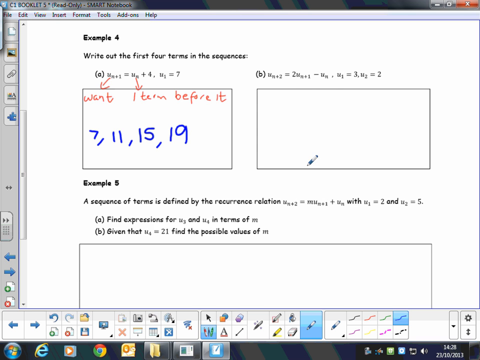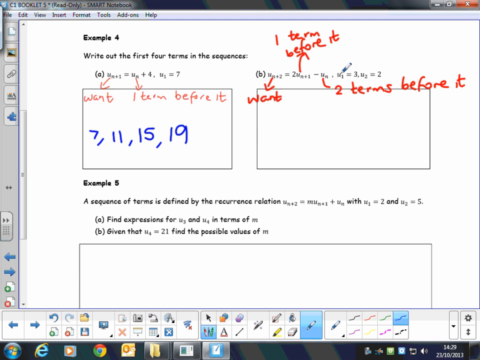For part B, u n plus 2 is the one that you want to find. u n plus 1 is one term before it. And u n is two terms before it. So in order to find the term that I want, I've got to do 2 multiplied by the term before it, minus the term that's two before the one that I want.